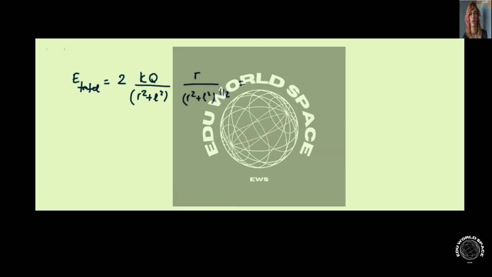Then if we arrange this, we have 2kqr in the numerator and r squared plus L squared to the 3/2 in the denominator. Now we're going to make an assumption, which is also given in the question to us: R is bigger than L. So we can approximate the denominator to be r squared to the 3/2, assuming that L is really small.